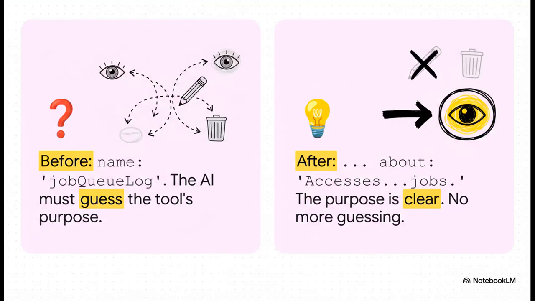This slide just nails it. Look at the before. All the AI sees is a name, job queue log. What does that do? Is it for reading logs, writing to them, deleting them? The AI has to guess. But now look at the after. That little about text says it all. Accesses the log of recent system jobs. Instantly, all the confusion is just gone.